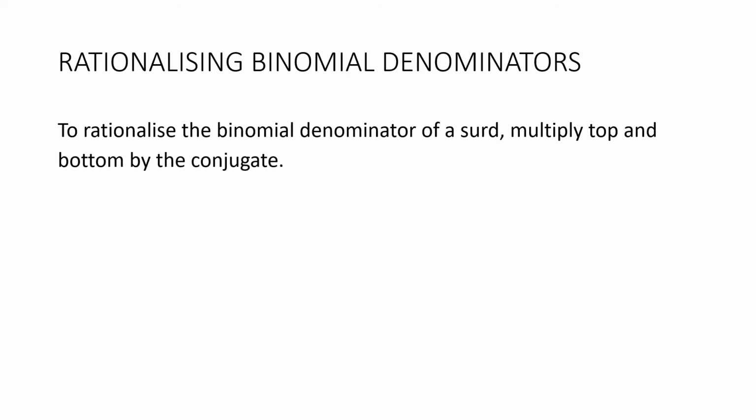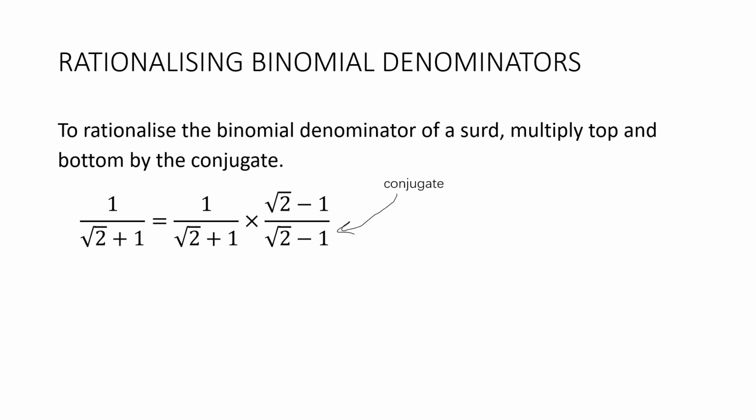If we want to rationalise a binomial denominator, we multiply top and bottom by the conjugate. So here's an example, 1 on root 2 plus 1. We're going to multiply top and bottom by root 2 minus 1. And we follow the same rules as before. We want one lot of root 2 minus 1. And here we have the difference of two squares. And this is 2 take away 1. And so that gives us root 2 minus 1 all over 2 minus 1, which of course is 1. So our answer is root 2 minus 1.